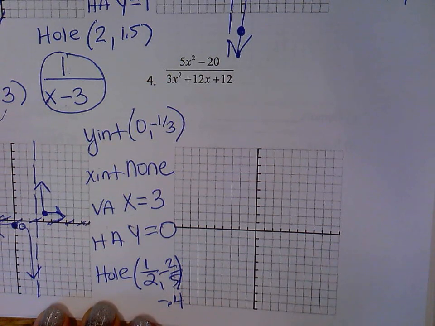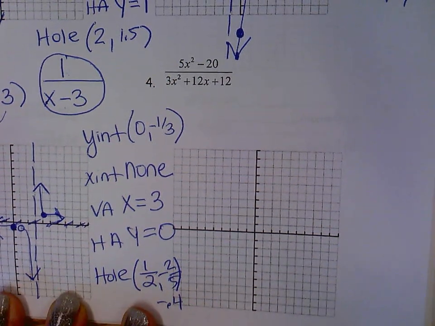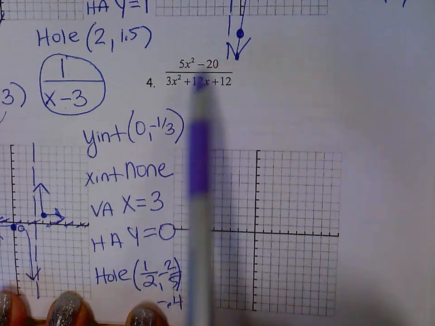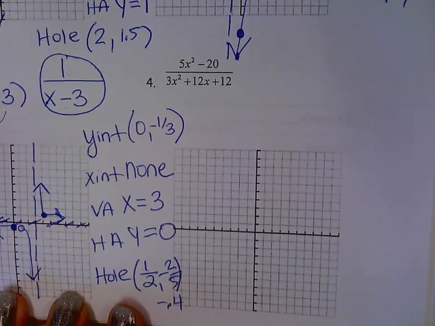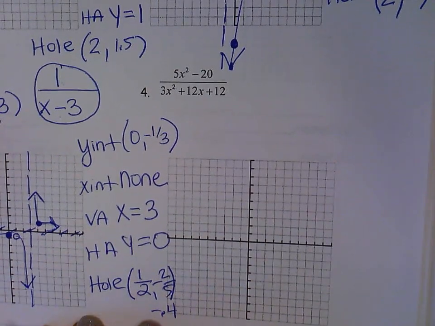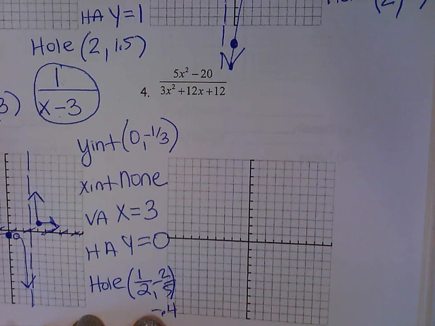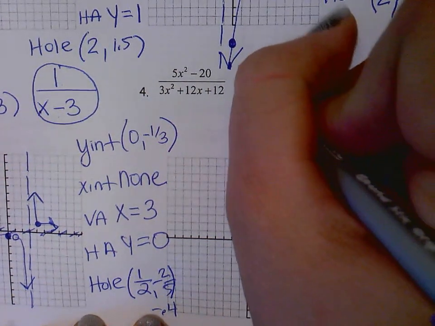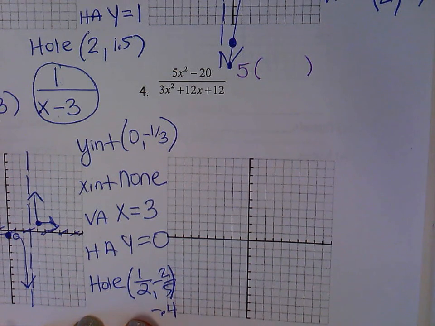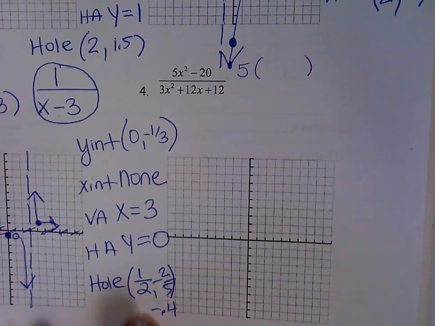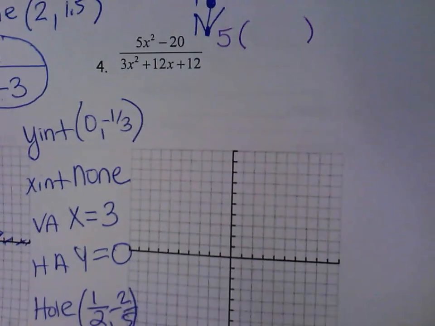for a greatest common factor? And actually, the numerator and denominator both have a greatest common factor. That's going to make your factoring a lot easier. What can I divide out in the numerator? 5. So what do I have left when I factor out a 5? X squared minus 4.